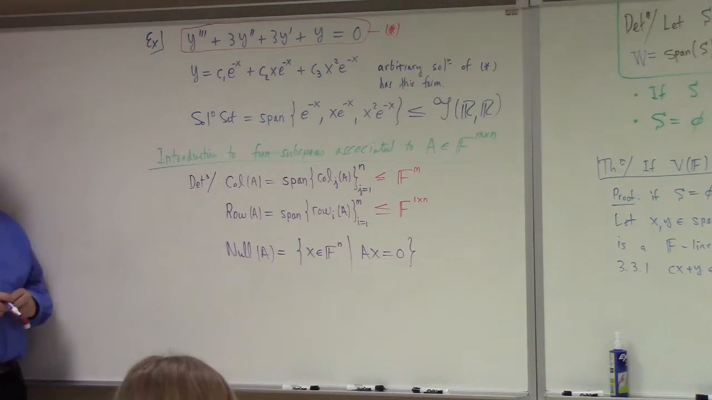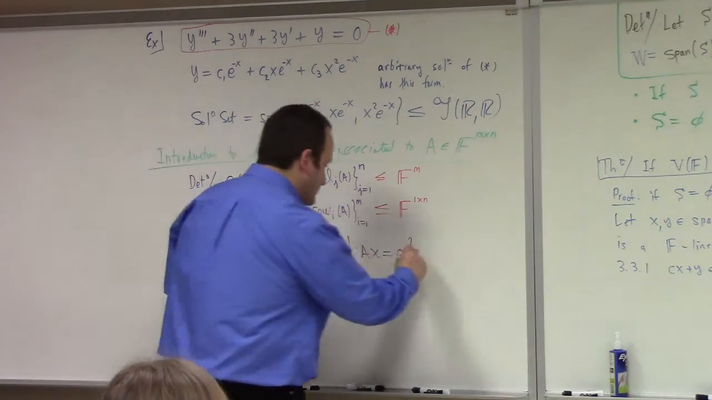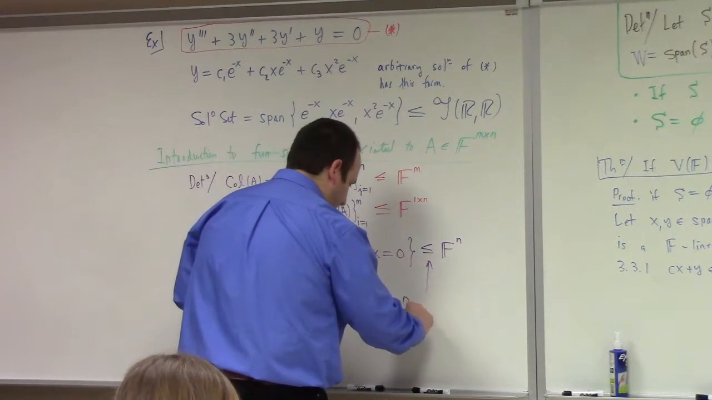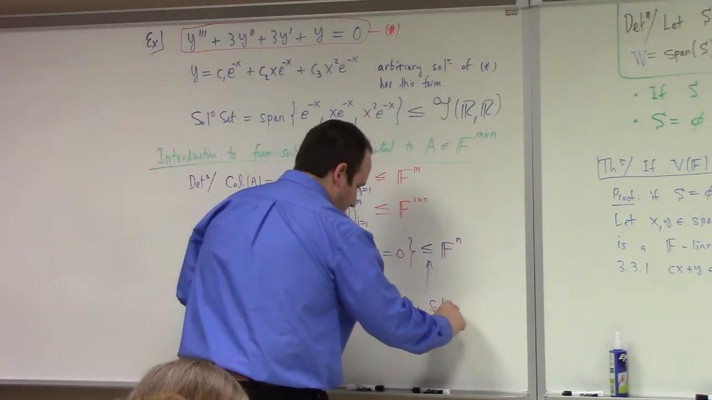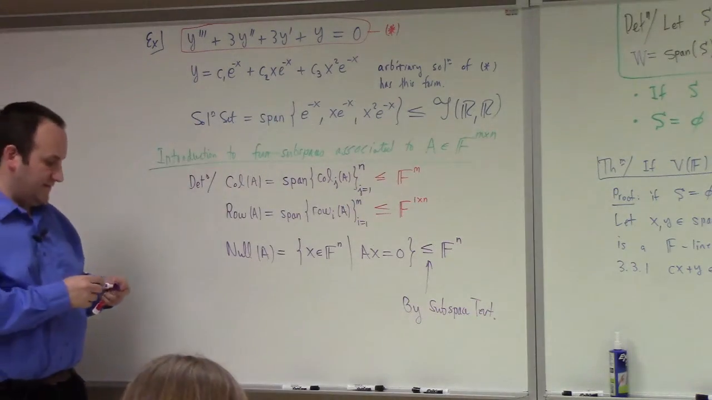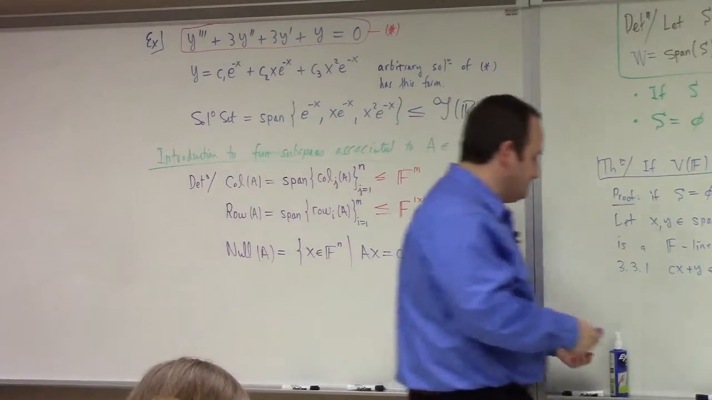Now, obviously, you don't want to use the span theorem to show that that's a subspace. How are you going to show that this is a subspace of what? By the subspace test. How would you prove the null space of A is a subspace by the subspace test?